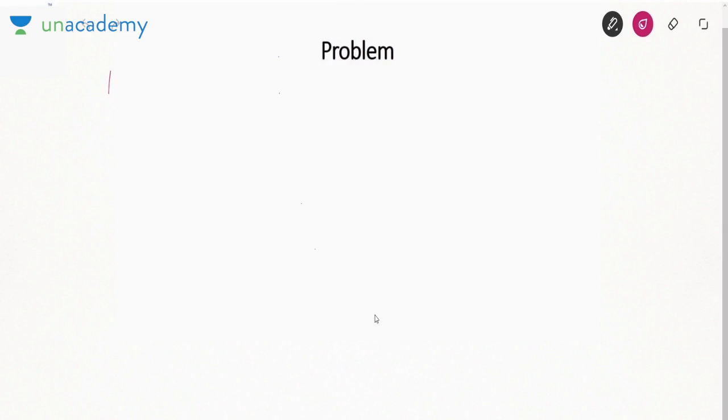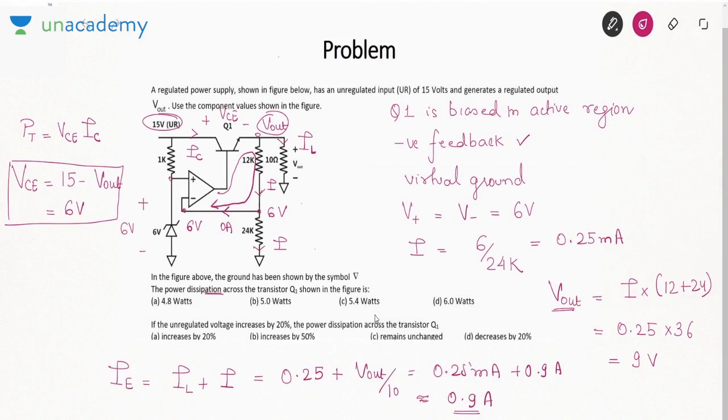Now if beta of the transistor is assumed to be high, the collector current is approximately the emitter current, which is equal to 0.9 ampere. So what about power dissipation in the transistor? VCE is 6, collector current is 0.9, so that is 5.4 watt.